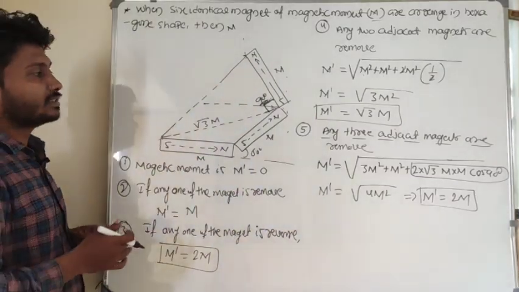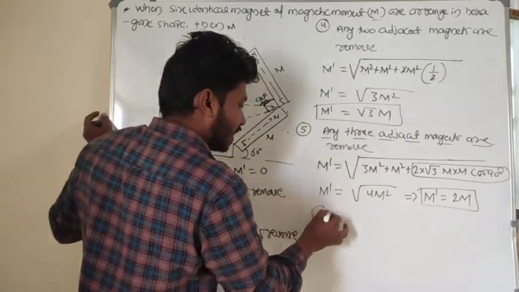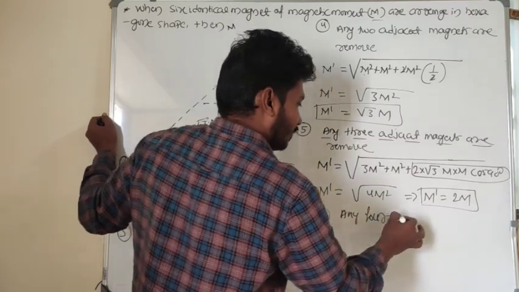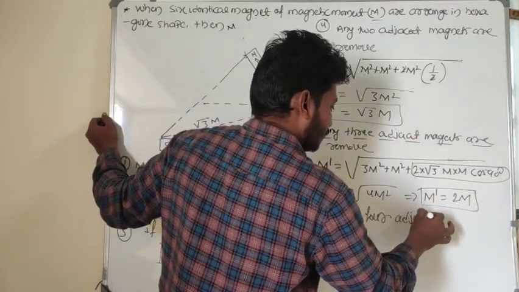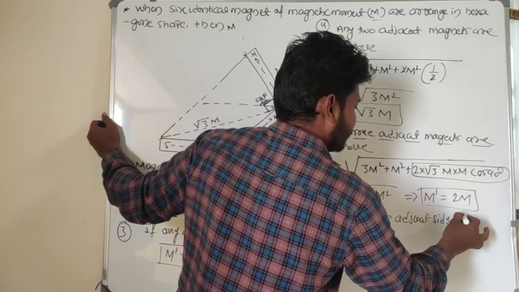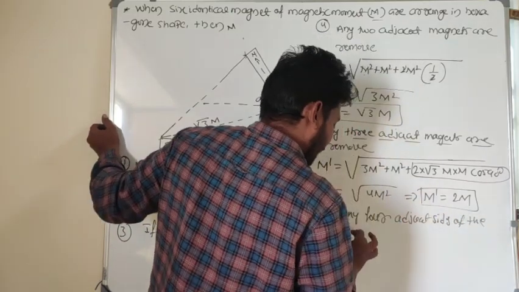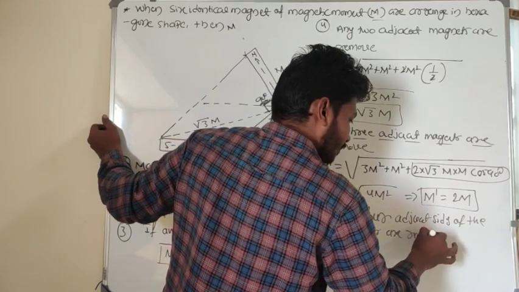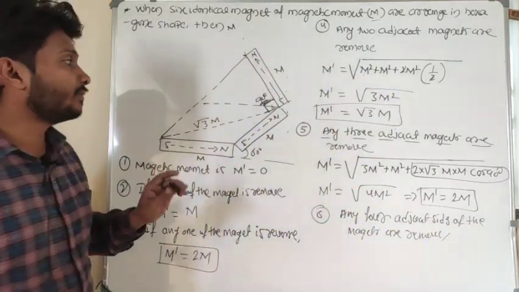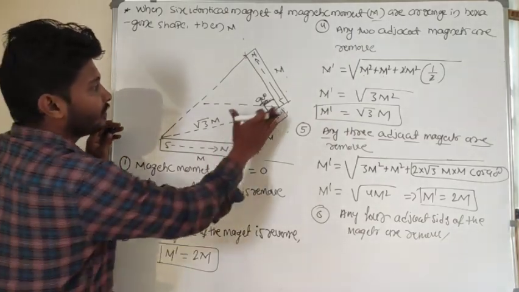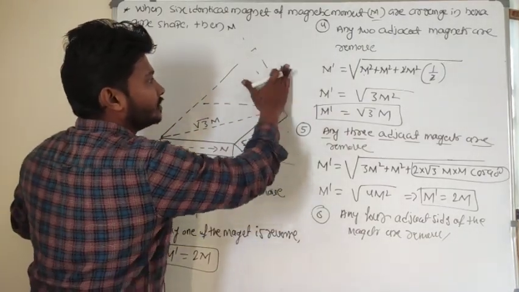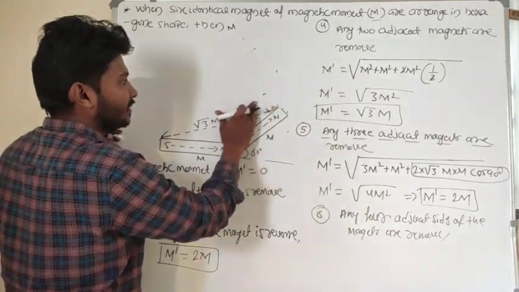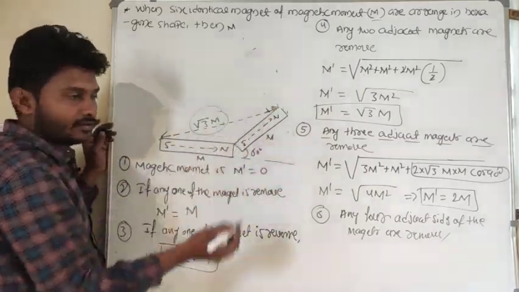Now 4 adjacent sides are removed. In that last case, I consider any 4 adjacent sides of the magnets removed. So I removed 3. If I remove the 4th, look at here. If 3 adjacent sides are removed, then what will be the answer here? Again it becomes square root of 3m.